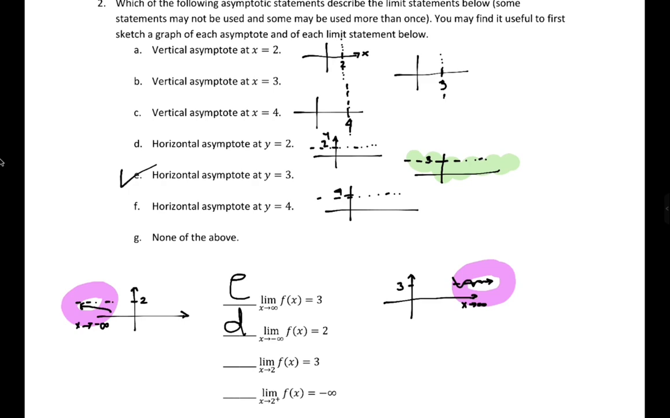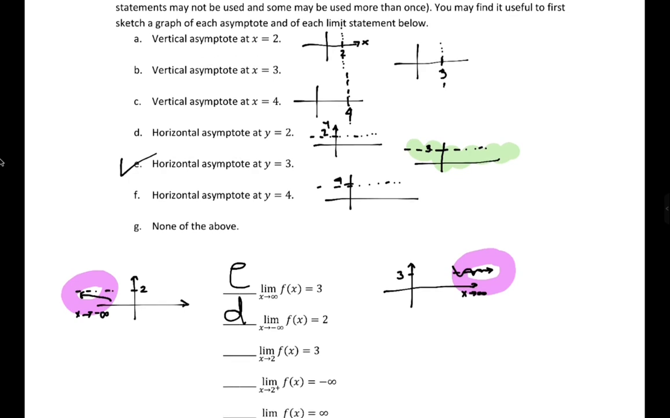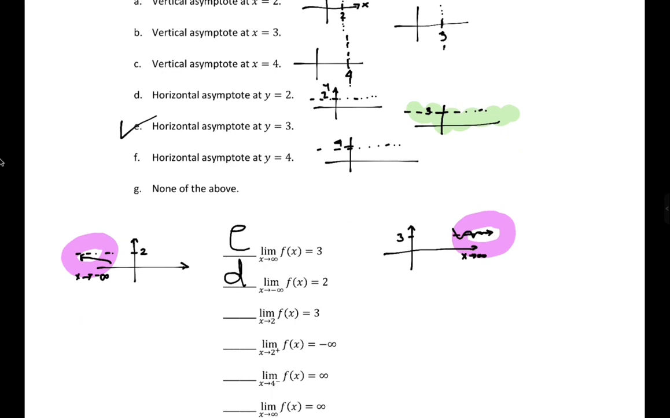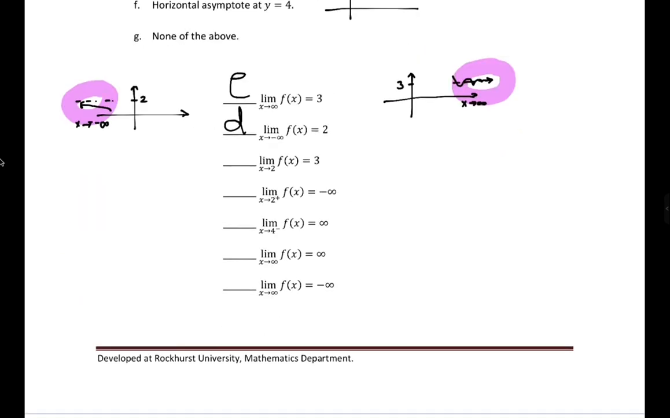Okay, now the next limit statement says that as x approaches 2, y approaches 3. So what would that look like? I have x getting close to 2 and y getting close to 3. So let's make it like a round circle. That graph might not go through that point. It might not be defined there, or it might go through a different point. But let's say that the function might look something like this, right?